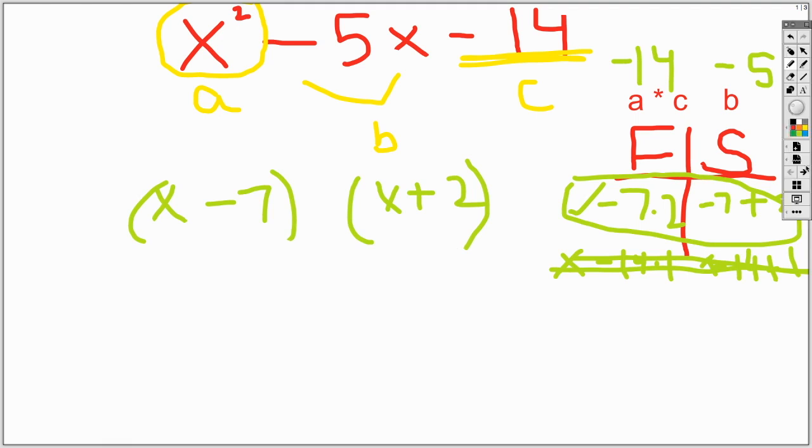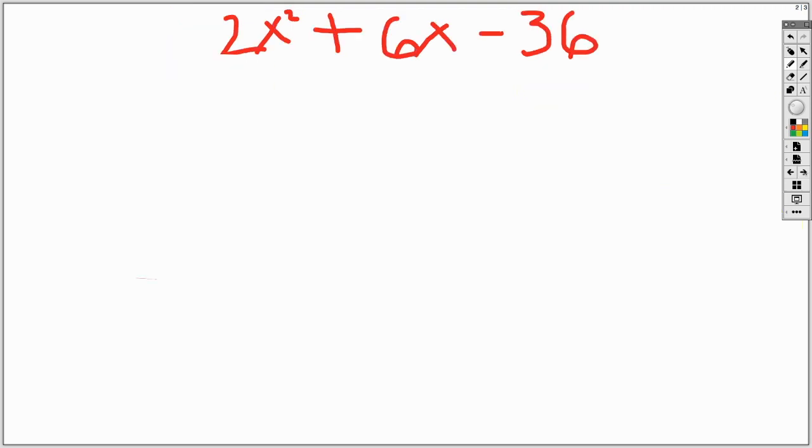So this is an example. Let's just do another example and I'll end the video then. In this example, one difference we can see is that instead of being only x to the power of 2, there's a 2 in front of the x to the power of 2.